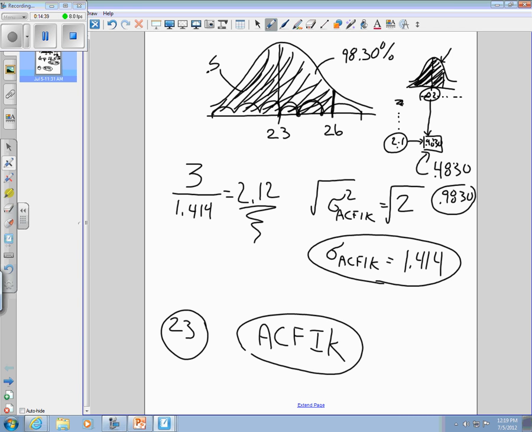So if someone said, what's the probability of completing this project in 23 weeks? You would say 50%. What's the probability of getting this project done in 26 weeks? You could calculate that and you would find that it is 98.30%. And I'm going to leave it right there.